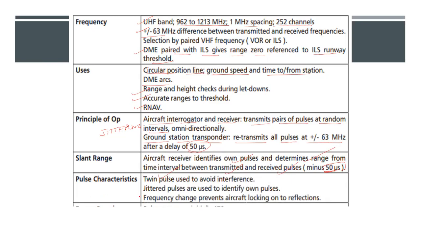Now the pulse characteristics. What are the pulses in these? There are twin pulses. We remember it's a pair. That is why we have PPPS, not PPS. That is a pulse pair per second. Jittered pulses are used to identify own pulses. Frequency change prevents the aircraft locking to reflections.